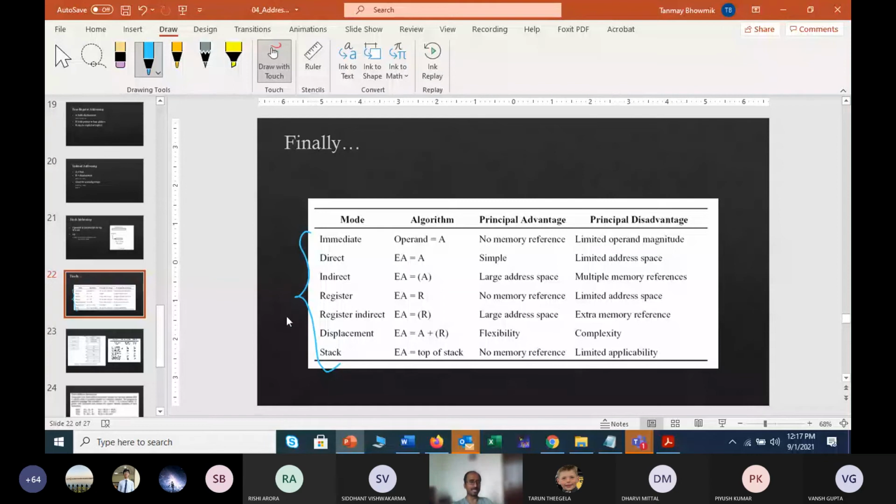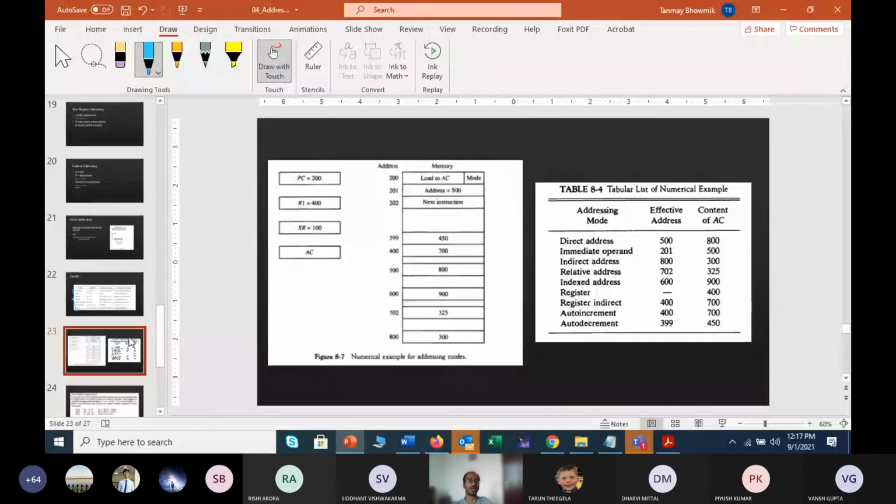Okay, so these were the discussion parts. The next thing is the numerical problems on addressing modes. I will start these numerical problems, but before this I would love to get some feedback from you.